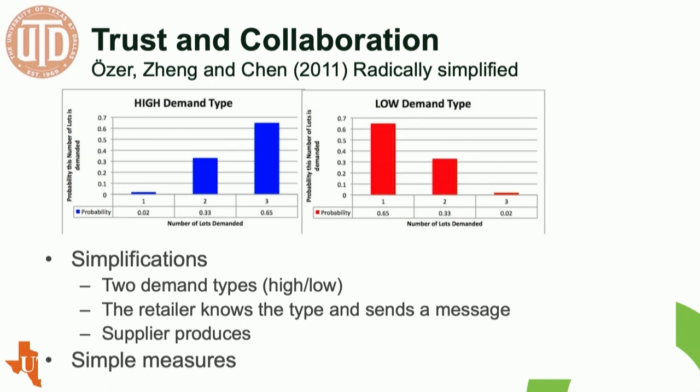High type demand looks like this: there is a 35% chance that the demand is 3, 33% chance that it's 2, and 2% chance that it's 1. And then the low type demand is flipped, so now there is almost a 2/3 chance that the demand is 1. The retailer moves first and sees what demand type it is. He doesn't know the demand realization, but he knows the type. And he can send a message to the supplier that says high or low.